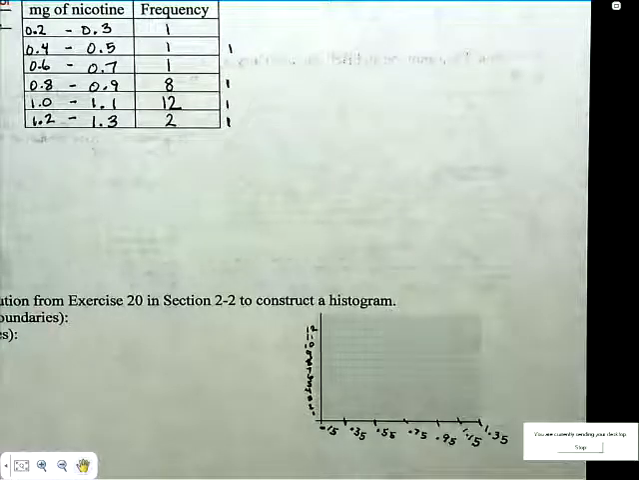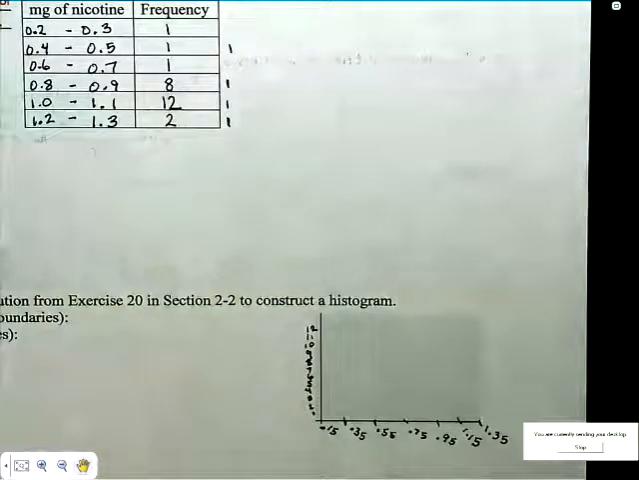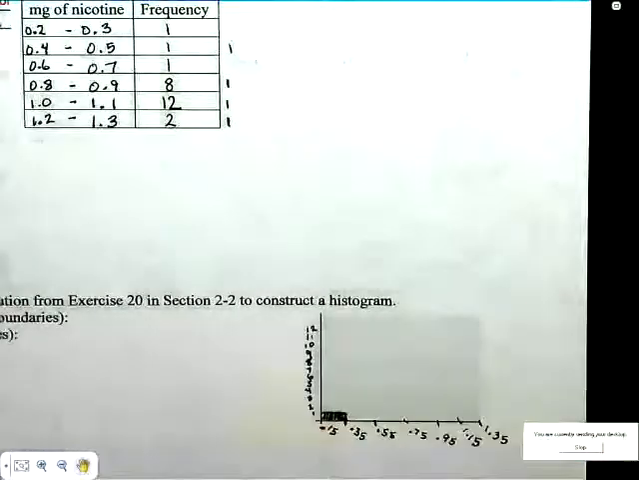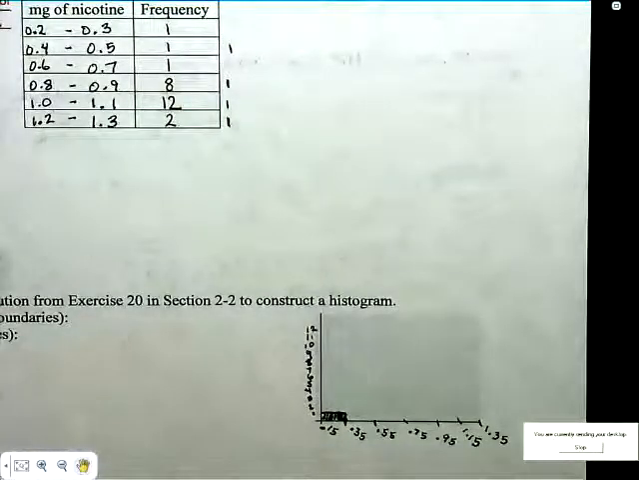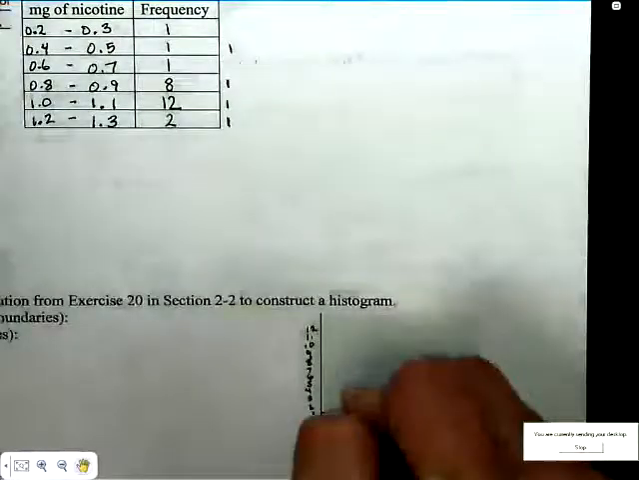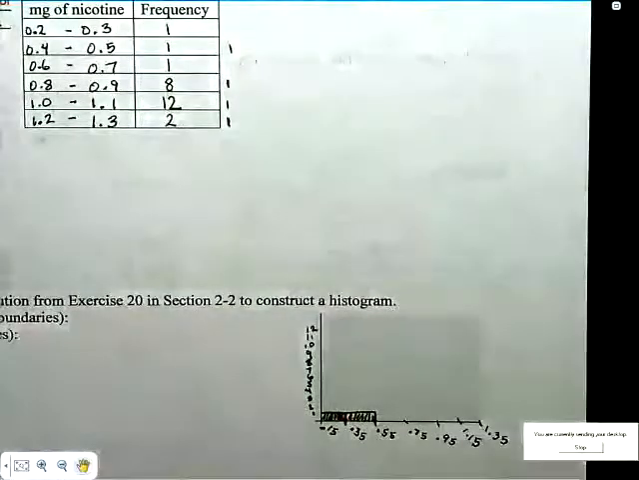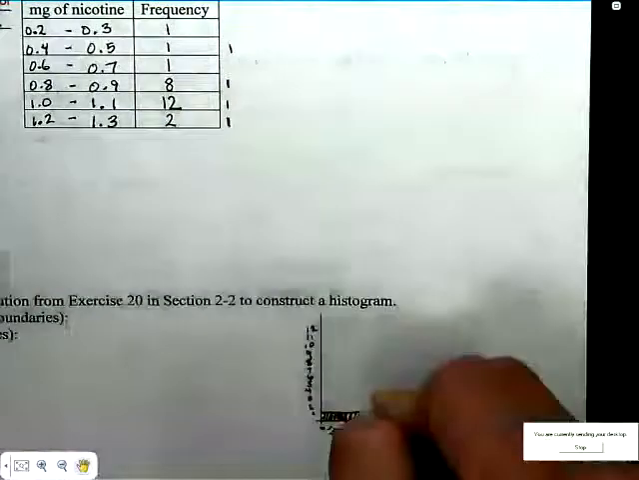Did you have a question? Okay. Only one brand of cigarette had between 0.2 and 0.3 milligrams of nicotine. So the bar for that class only needs to go up to the first line. Only one brand of cigarette had between 0.4 and 0.5 milligrams of nicotine. So the bar only needs to go up to 1 for that class. And the third class also had a frequency of 1.